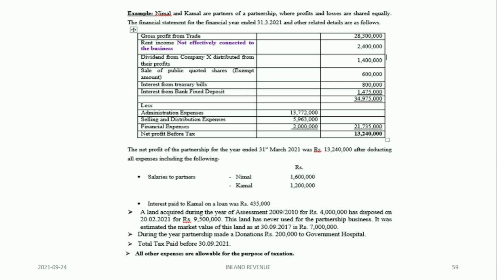During the year, the partnership made a donation to the government hospital, 200,000. That can be considered as a qualifying payment. And the total tax paid by the partnership before 30th September 2021, that means the entire tax liability has been paid. All other expenses are allowable for purposes of taxation.